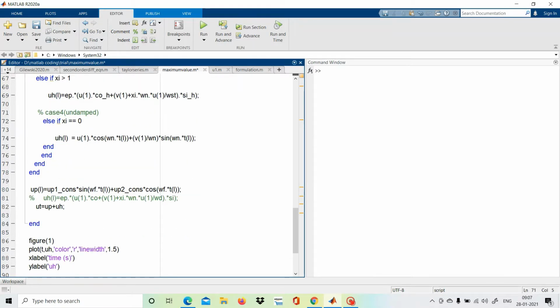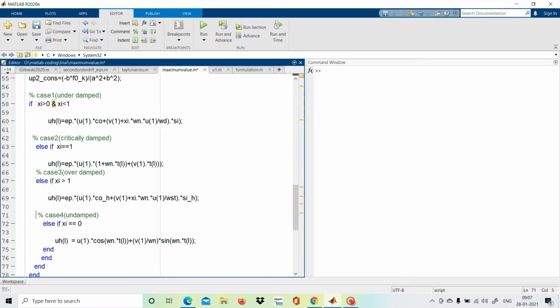And we will end all the if else conditions. We have written that if the first case is xi greater than 0 and less than 1, our solution is this. Else if xi equals 1, which is critically damped, then our solution would be this. And if xi is greater than 1, then our solution would be this, and we have already studied this part, we have just written it in the code. And the fourth case is that if xi value is 0, we put the value 0, so we will get this value.